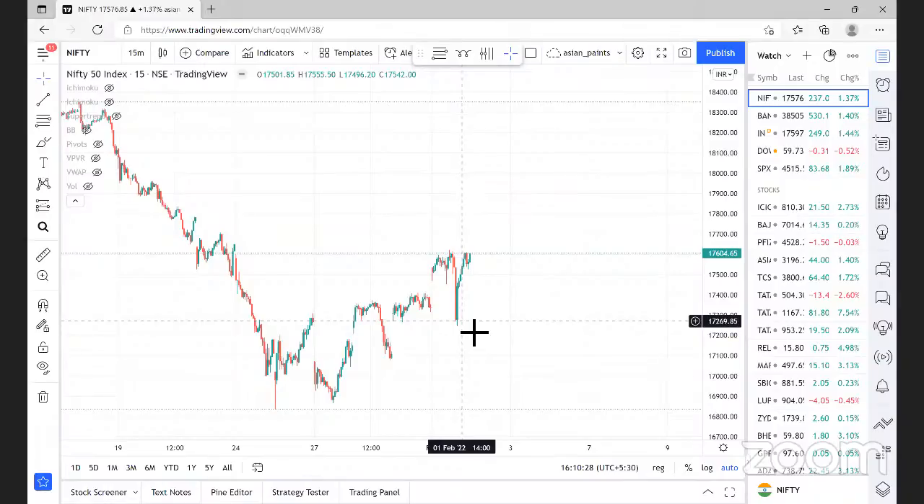But at the end of the day, nothing changed. At the end of the day, we closed where we opened and we touched the high even before the budget. So kuch hua hi nahi. This was just a temporary volatility. As I say, this volatility is only because of the event. The trend did not change. So this volatility you can easily expect in the market, which does not change the trend.